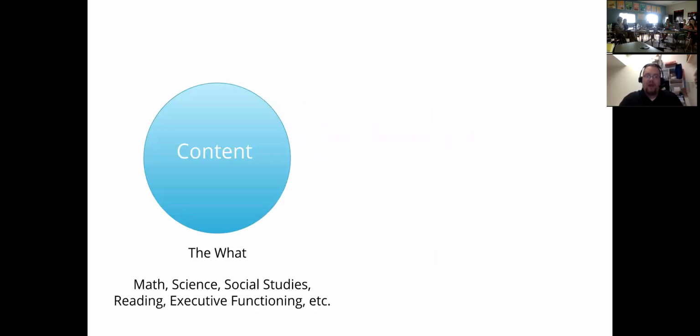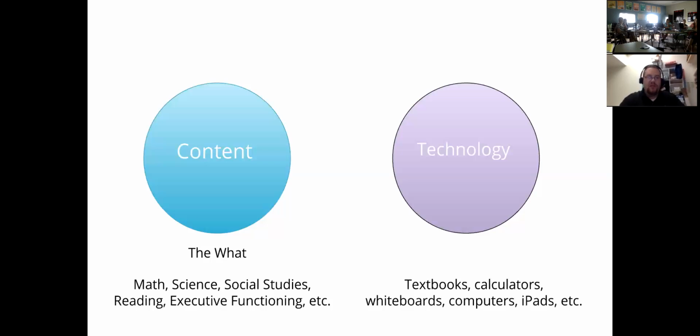So to break it down a little bit more, when we look at those domains, if we look at content, content is really your what. It's your math, your science, your social studies, possibly executive functioning skills. It's the what you want kids to learn. When you add the technology, it's really those tools that allow us to do that.